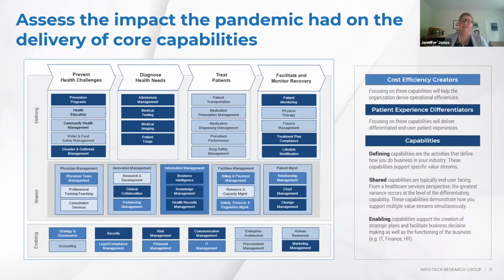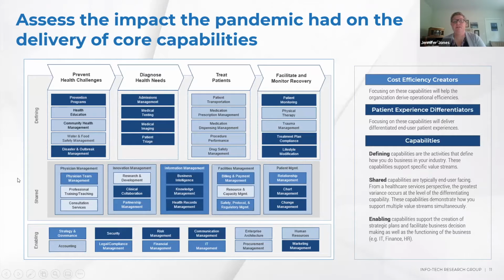Here again is an example of a map that we use with our members to tactically have discussions about capabilities. The high level outcomes and the associated capabilities may change depending on which part or which sector of healthcare you're representing or serving. But the idea as well is that we can heat map the capabilities to identify cost efficiency creators and patient experience differentiators. We also can uncover defining, shared, and enabling capabilities.